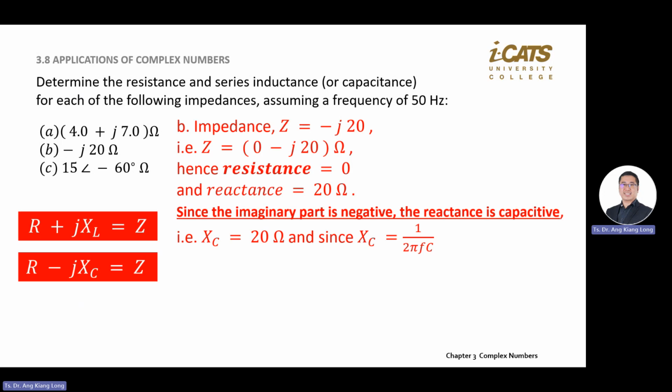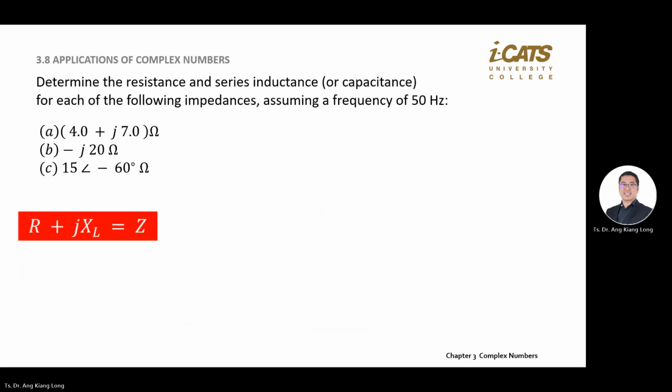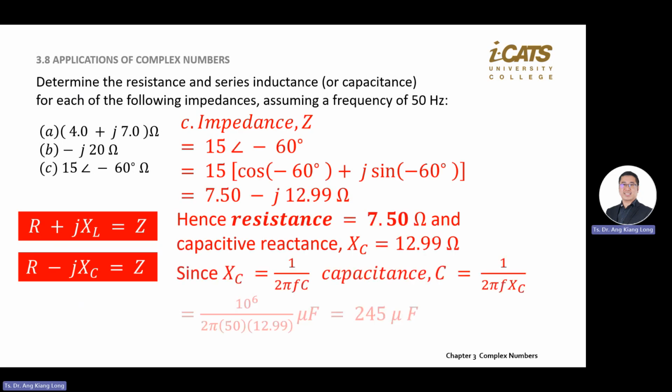This is just application, so you can see where complex numbers are used in daily life. This one you go home and read. Before we move forward: 15 angle 60 degrees. Are you able to tell whether it is capacitance or inductance? Cannot. You need to change into Cartesian first, then only you can see the form, whether positive or negative. This one you go home and read.